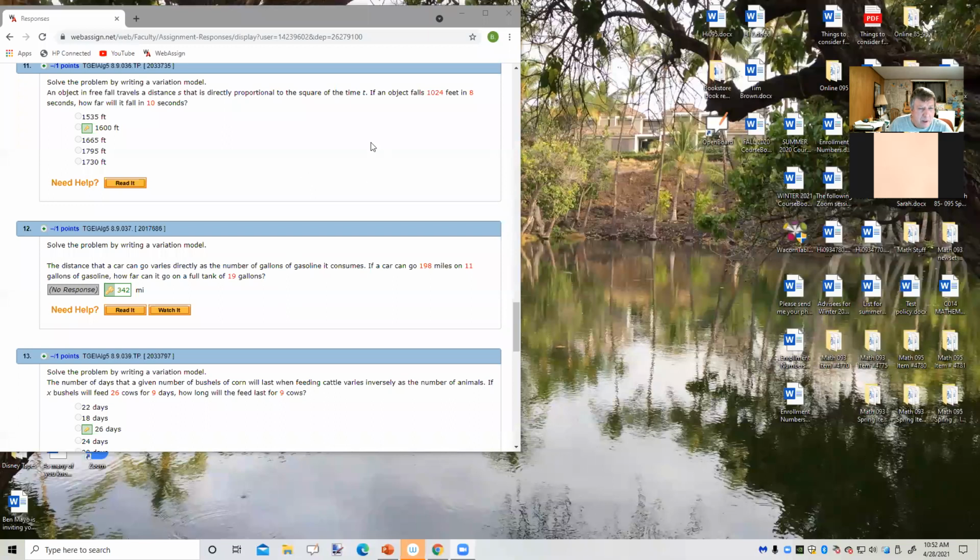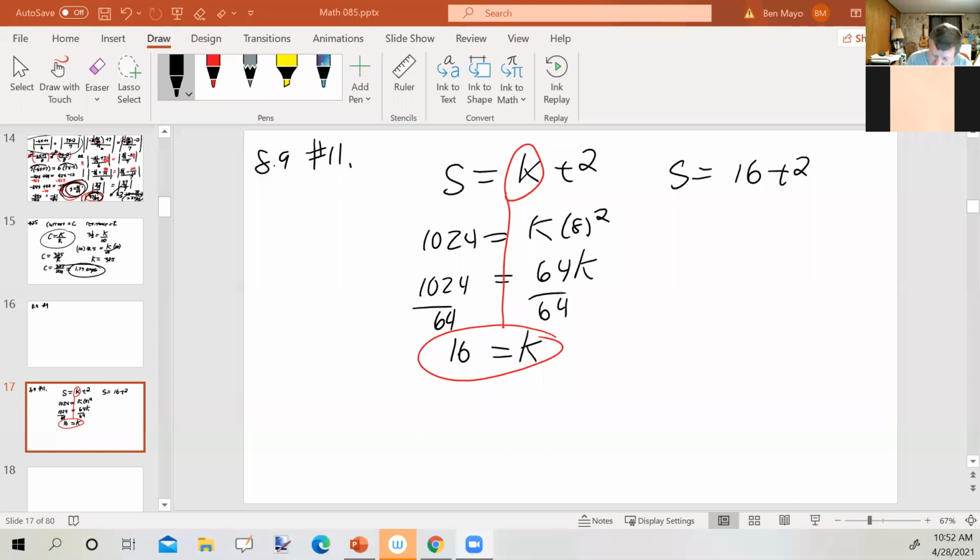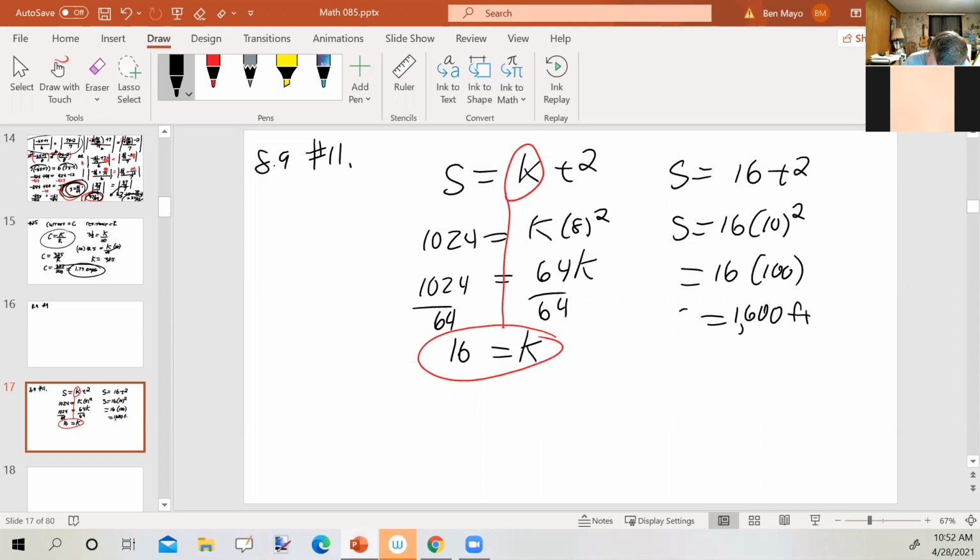It says, if an object falls 1,024 feet in 8 seconds, how far will it fall in 10 seconds? So now we're going to put 10 in the place of t. Don't forget t is squared. So this becomes 10 squared, which is 100, or 1,600 feet. You can say it either way. You okay with that one?